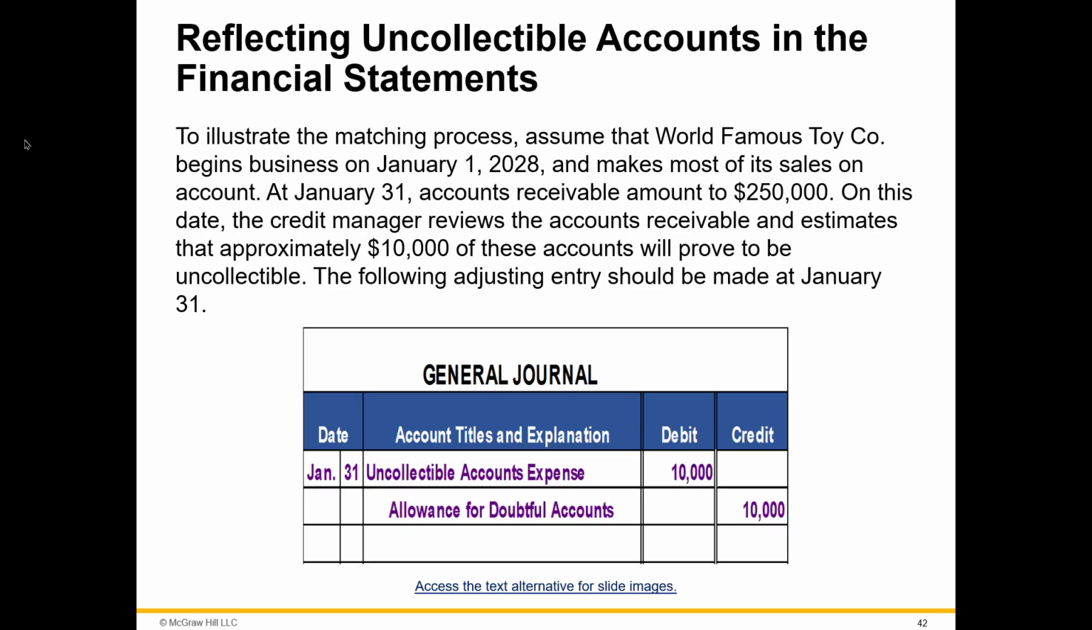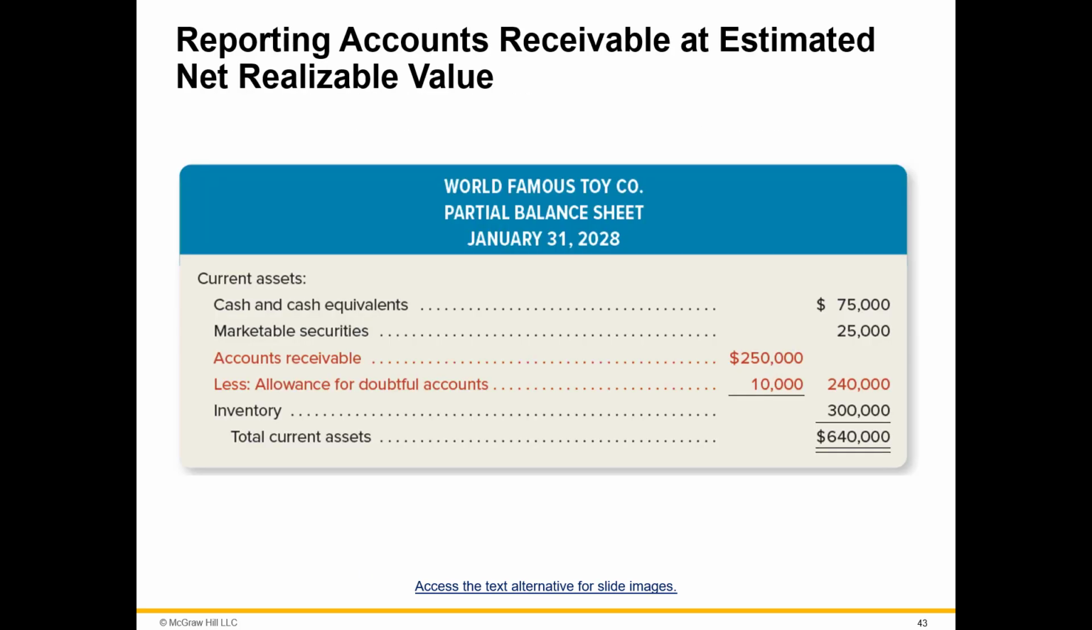And so let's assume that World Famous Toy Company begins business on January 1st. And at January 31st, they have $250,000 in accounts receivable. But we look at all the accounts of people that owe us and guess that 10,000 of those accounts might ultimately prove to be uncollectible. So here's an example of an estimate. And so we're going to go ahead and debit that uncollectible expense in the current period because we're trying to match that with the revenues of the period. And so you can see how that might be reflected.